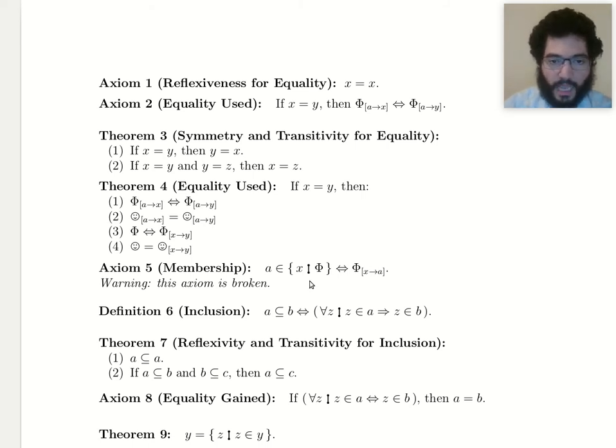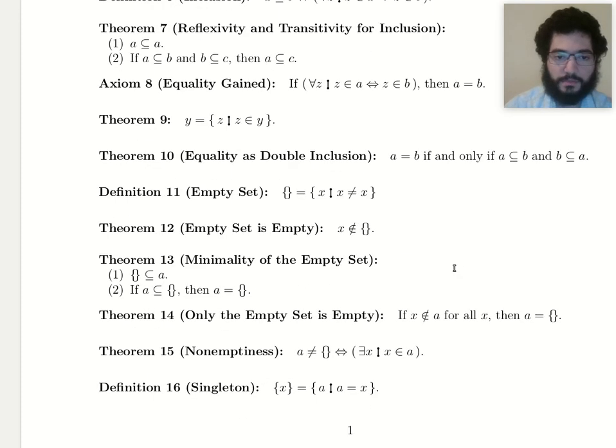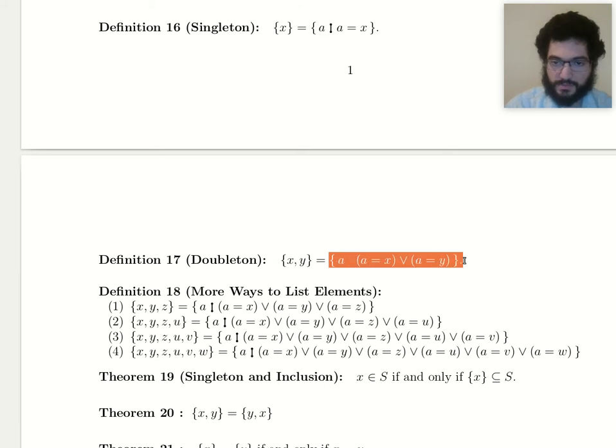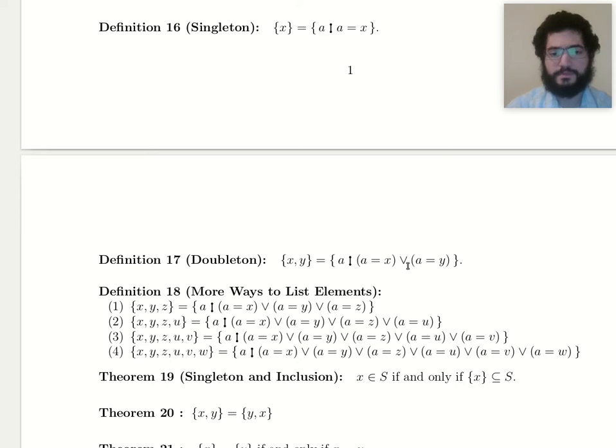And because axiom 5 only gives you a way of working with sets when they're defined using this notation, variable bar proposition, where you have this condition for membership, because of that, you need to have the original definition of something written in this form, variable bar and then condition for membership, in order to make any use of a membership statement.